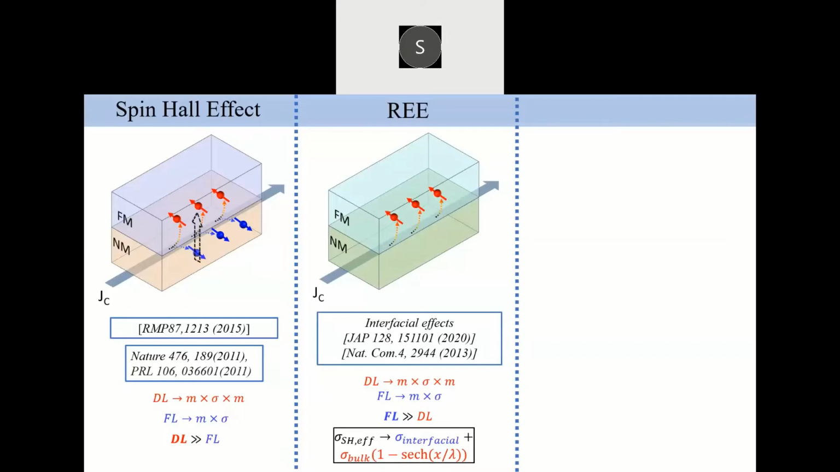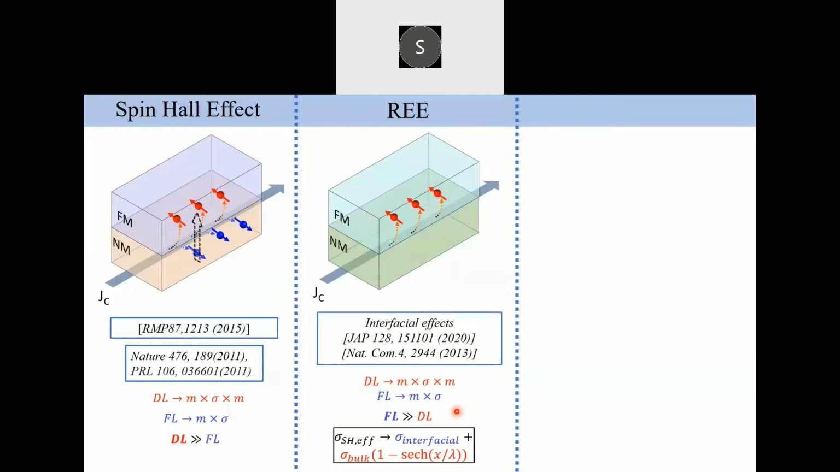Now, it is very important to quantify and identify the origin between these two competing mechanisms, the spin Hall effect and interfacial effects. So, by varying the heavy metal thickness, we can do so using the following equation, where we can distinctively separate out the interfacial and bulk contributions, because the interfacial contribution will remain almost constant, whereas the bulk contribution will vary.